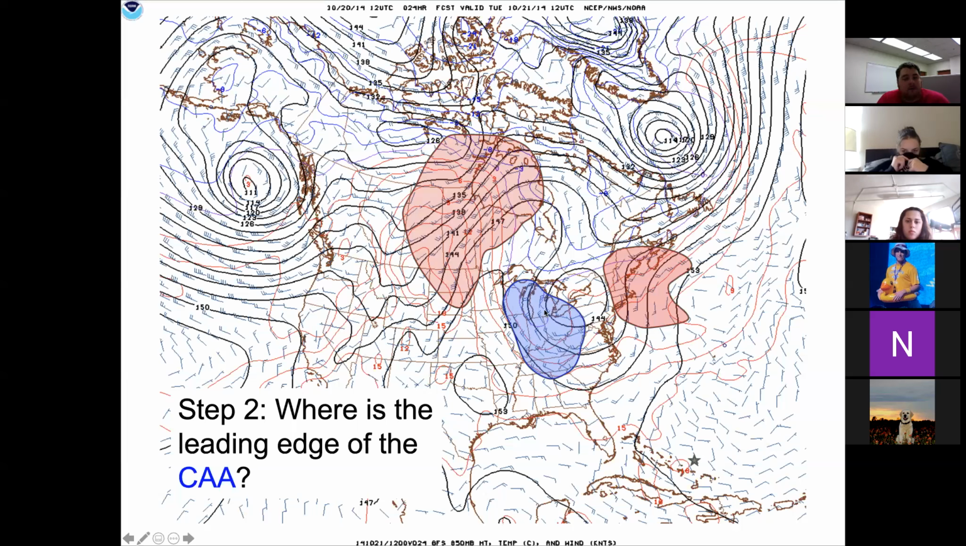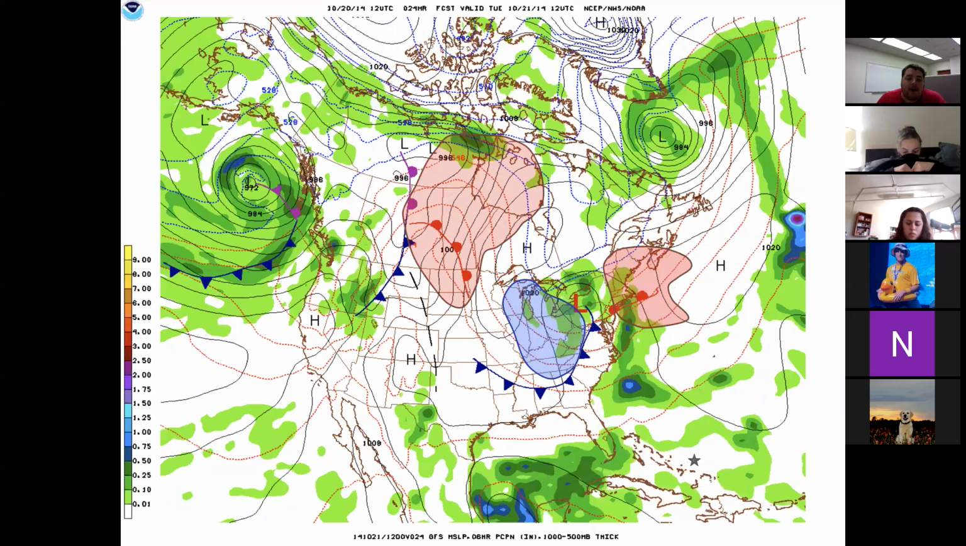So you'll see here in just a minute, we'll label our front. And then the warm air advection is the same thing, but the wind barbs are coming from the opposite direction, from where we have warmer temperatures. So now that we have these areas, we have to find the leading edge of the cold air advection and the back edge of the warm air advection. This will show us where our fronts are.